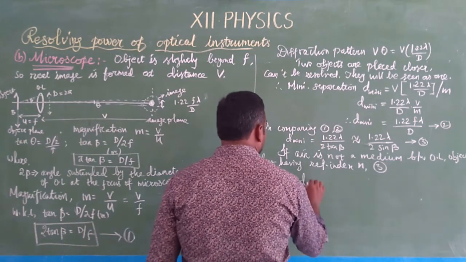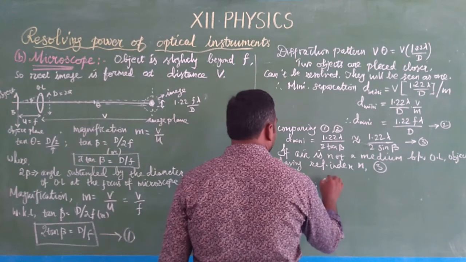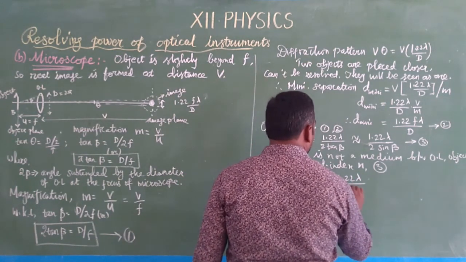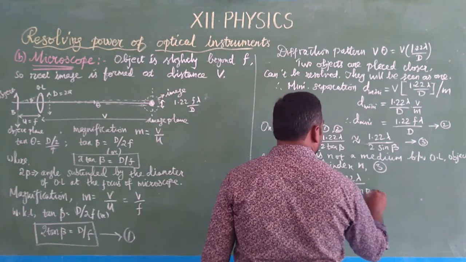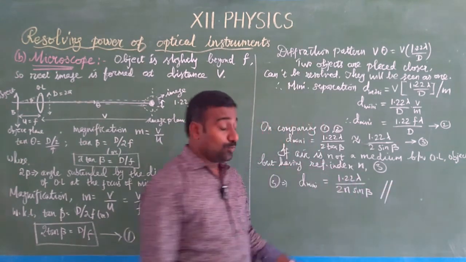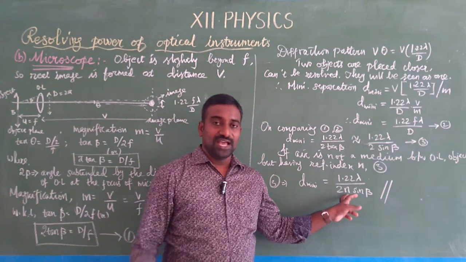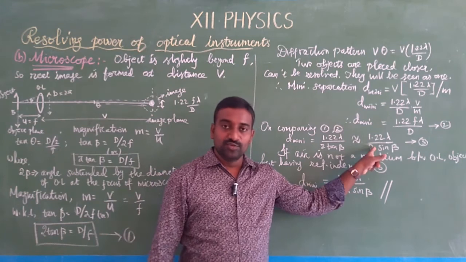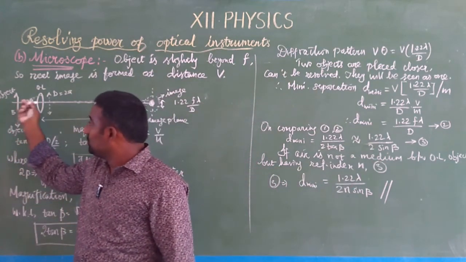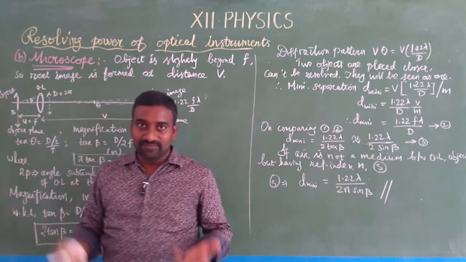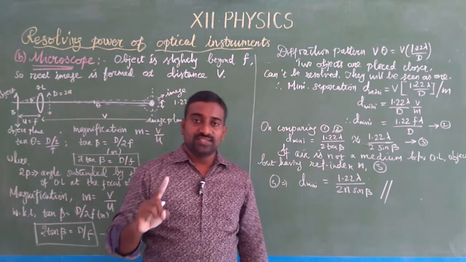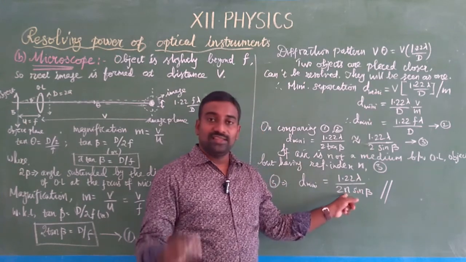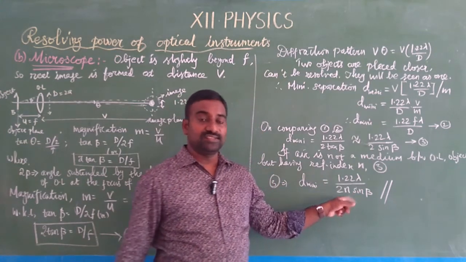We modify equation 3 as: minimum distance of separation is equal to 1.22 lambda divided by 2 into n sin beta. What is n here? Refractive index. For air it is 1, but if it is some other medium, we include the refractive index of that medium. Actually we have included the refractive index here, but in a microscope there is air between the object and the objective lens. We are living in an air medium, so the refractive index of air is 1. But if it were some other medium, we would include the refractive index of that medium.